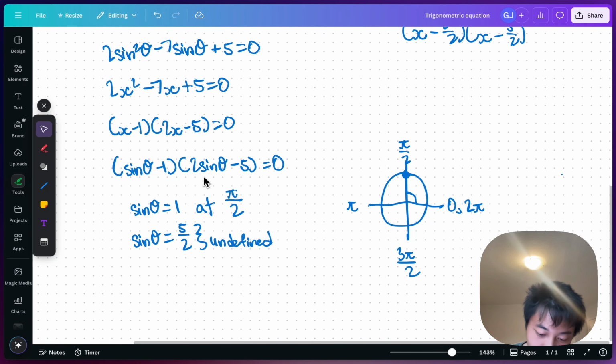And that is our final answer, because we're looking for an angle between 0 and 2 pi, and that's the only one possible here. So yeah, that's the answer.